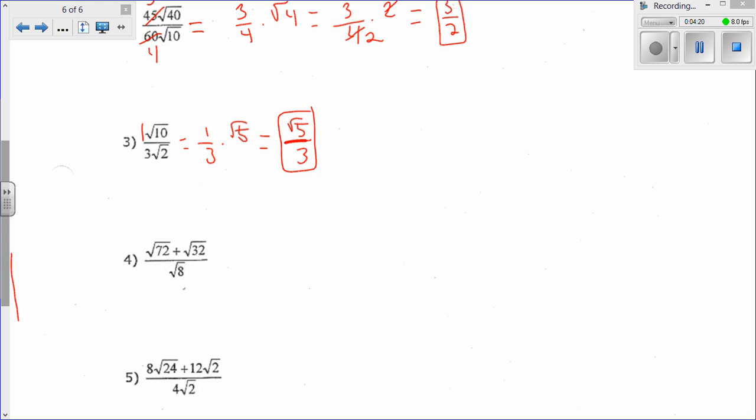For number 4, I have to do what I call the pretzel. First I divide the first term and the denominator, so radical 72 divided by radical 8 would be radical 9, plus I have to divide over there. I've got radical 32 divided by radical 8, which would be radical 4. I can simplify my radicals to 3 plus 2, which is 5.